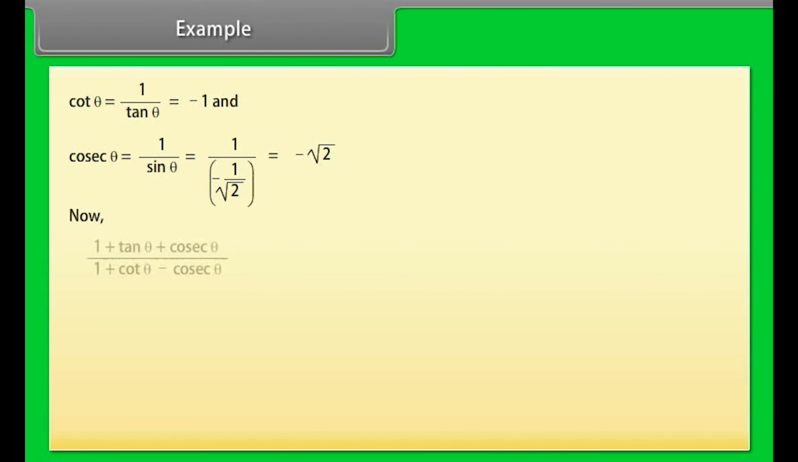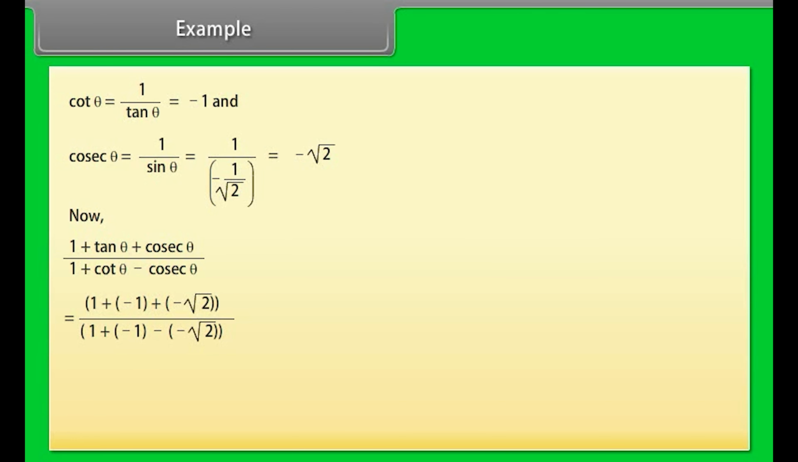Now, (1 plus tan of theta plus cosec of theta) by (1 plus cot of theta minus cosec of theta) is equal to (1 minus 1 minus root 2) by (1 minus 1 plus root 2), which is minus root 2 by root 2, equal to minus 1.